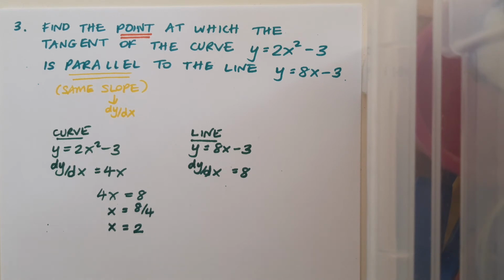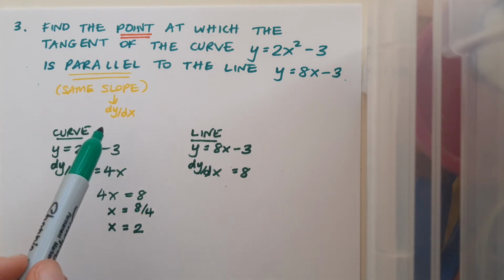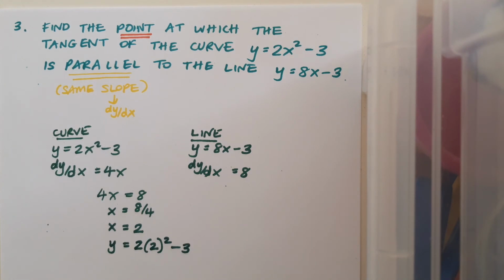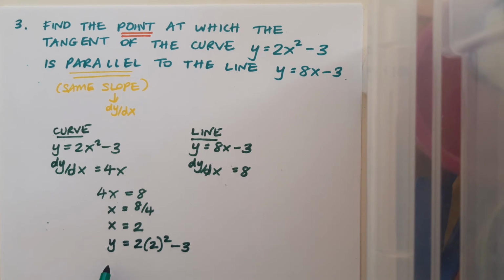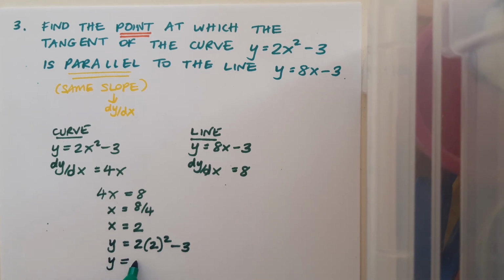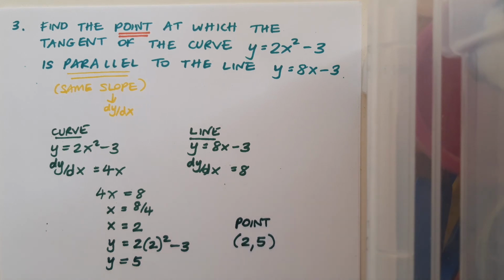So now what I'm going to do is take x equals 2 and sub it into the curve. And in this case, that's going to work out as 5. So finally, my point then is just putting the x and the y together. It's the point (2, 5). The reason I've subbed the x into the curve function in particular is because I want the point on the curve at which the tangent of the curve is parallel to the line.